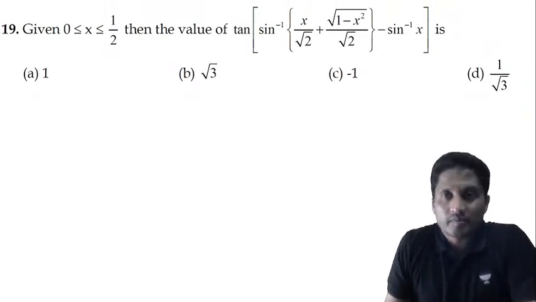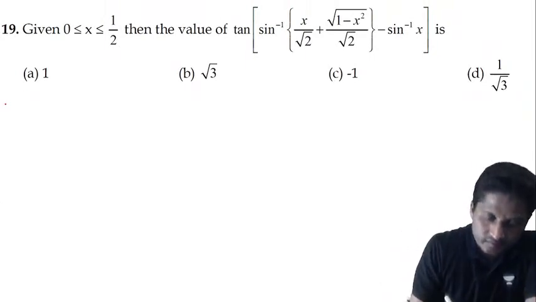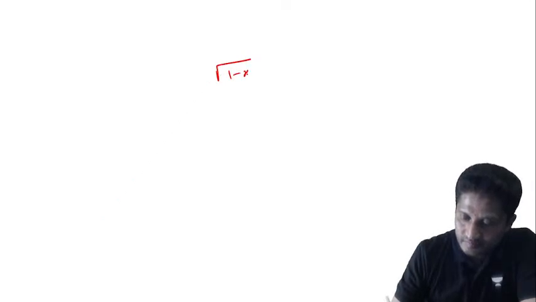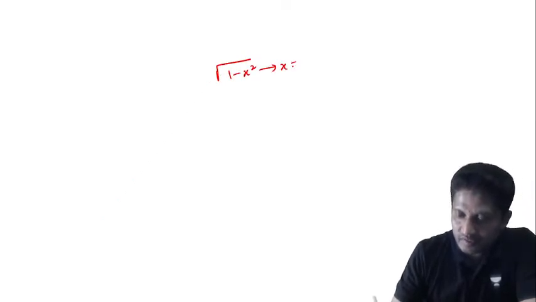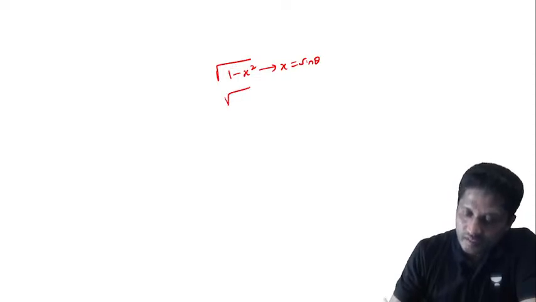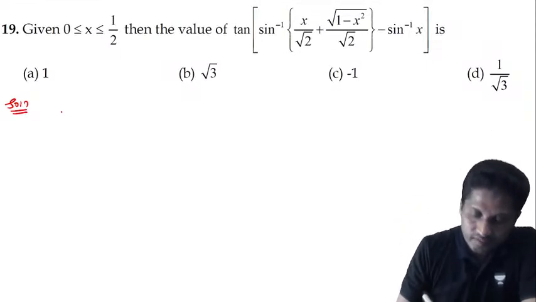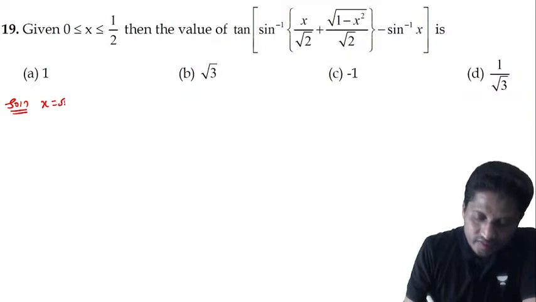Now I'm supposed to find the value of this function. In boards you have done, whenever you have under the root 1 minus x square, you substitute x is equal to sin theta. In calculus, under the root 1 plus x square, you will substitute x is equal to tan theta, and under the root x square minus 1, you substitute x is equal to sec theta. Using this logic, since under the root 1 minus x square is there, I'm going to put x is equal to sin theta.